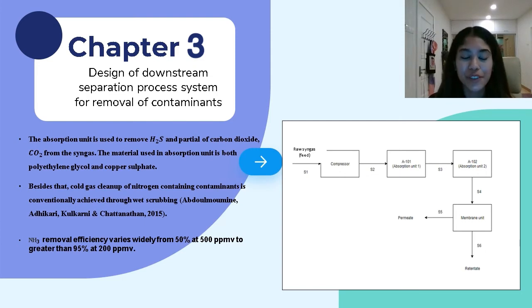NH3 removal efficiency varies widely from 50% at 500 ppmv to greater than 95% at 200 ppmv, which is quite high. The material used for the membrane is polyethylene oxide. So PEO is chosen as it has high selectivity towards CO2. In PEO containing copolymer membranes, the role of poly-PEO sequences is mainly to selectively interact with polar gases such as CO2 in the feed mixture to enhance the selectivity towards the polar gases.